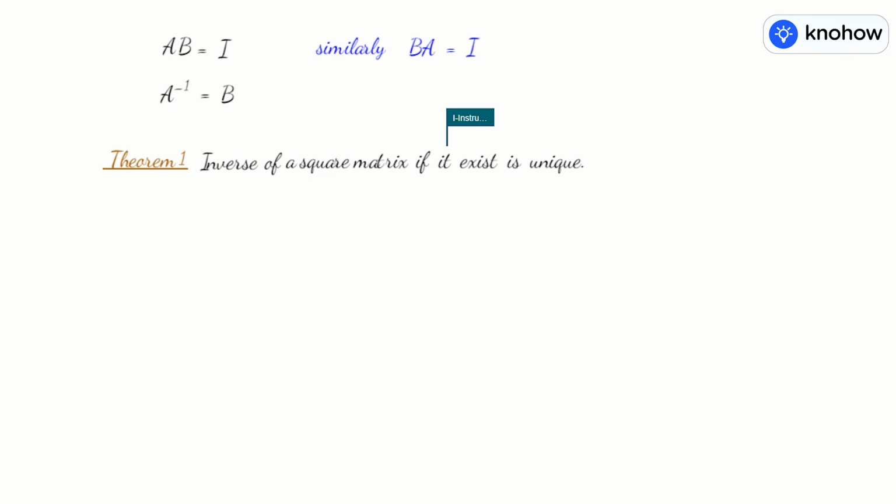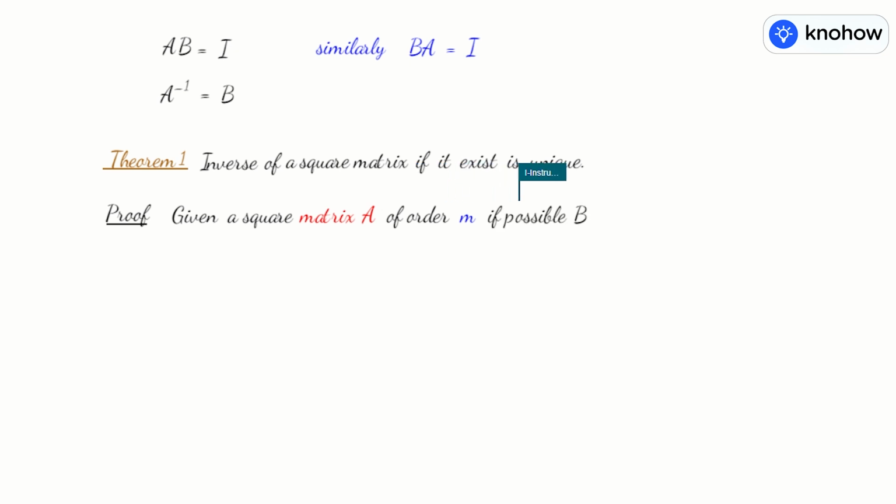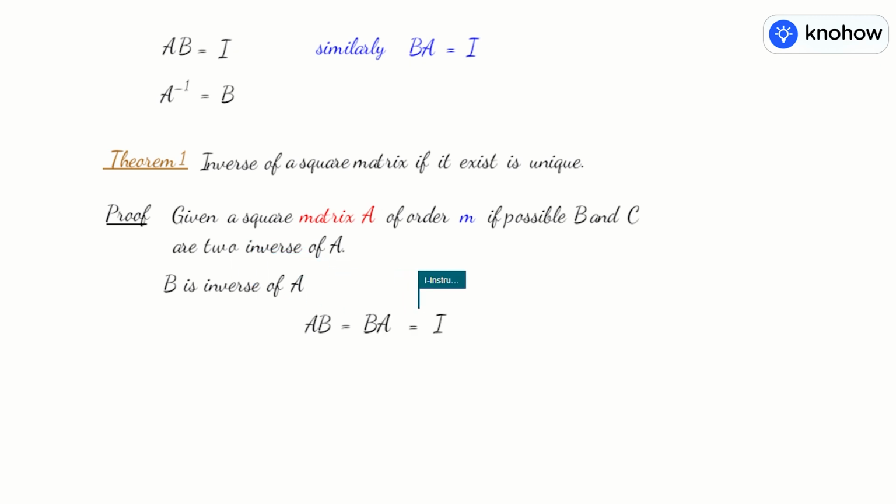Now take the proof. Given is a square matrix A of order m. Now if possible, B and C are two inverses of A. Let B be the inverse of A as well as C the inverse of A. So if matrix B is the inverse of matrix A, then AB equals BA equals I. Call it 1. And similarly, if C is also the inverse of A, then AC equals CA equals I. Call it 2.